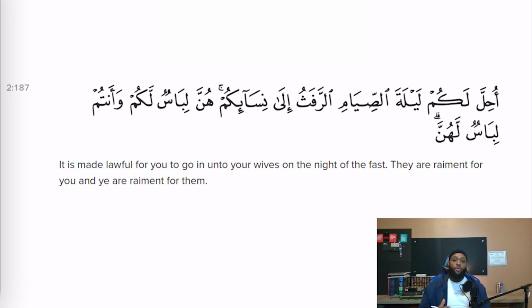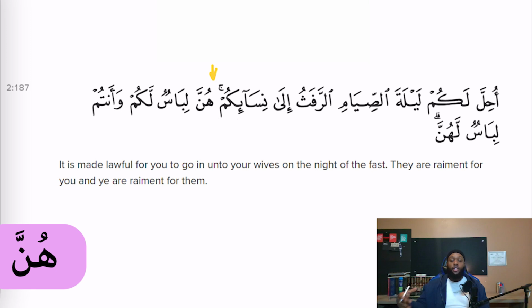We can skip over huma in the chart because again, it applies to both masculine and feminine words. Here though, we see hunna, which is they in the feminine form. Taking a look right here, hunna libasun lakum. They, referring to a group of women, are libasun, right? Libas, a garment. They are a garment. Lakum, right? And kum is the attached pronoun form of antum, which we're going to take a look at shortly, inshallah. They are a garment for you all. And you all are libasun lahunna, a garment for them.